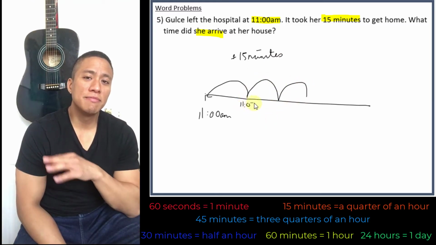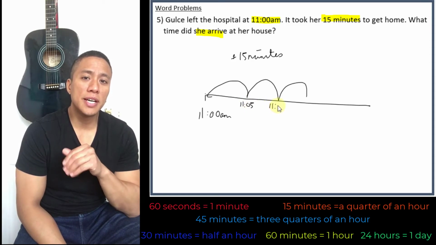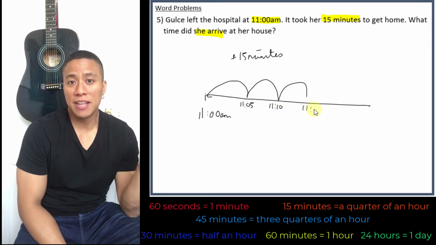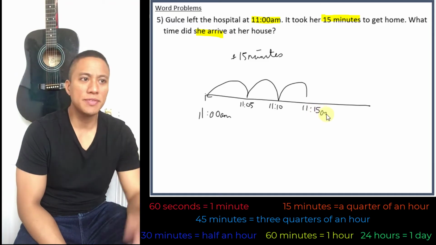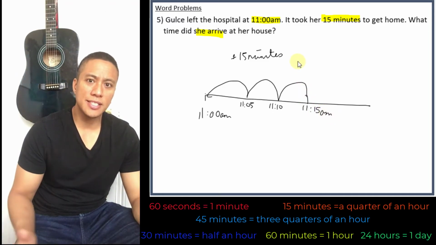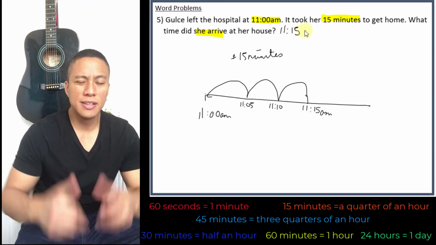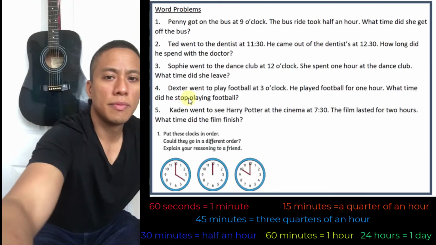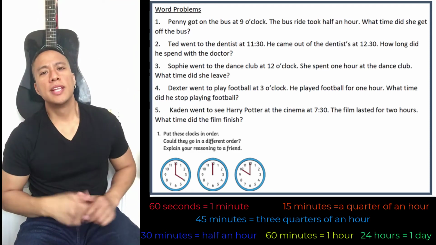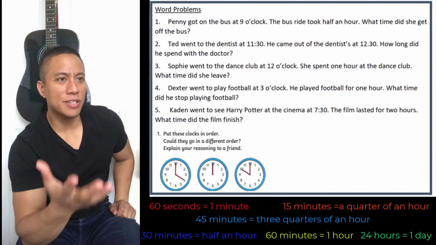And let's look underneath, counting on from the 0: 5, 10, 15, 11:05, 11:10, 11:15. Fantastic. That is the time, 11:15. Excellent. Right, let's go on to the next set of questions.